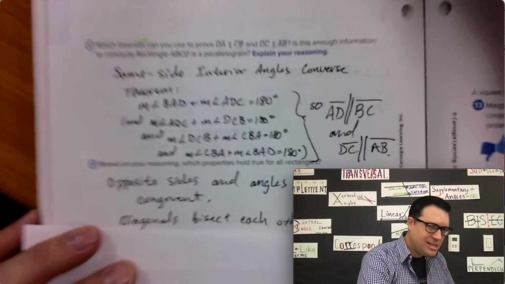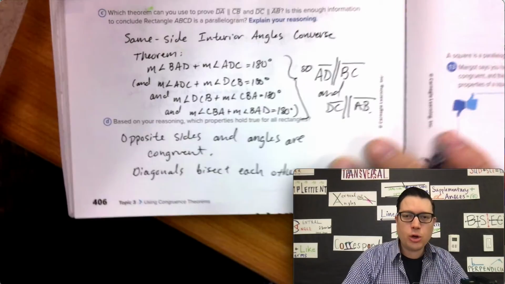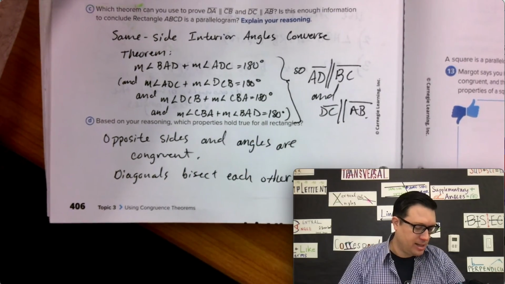Last of all, since a rectangle is a parallelogram, what are the things that hold true? Opposite sides and angles are congruent, and the diagonals bisect each other.